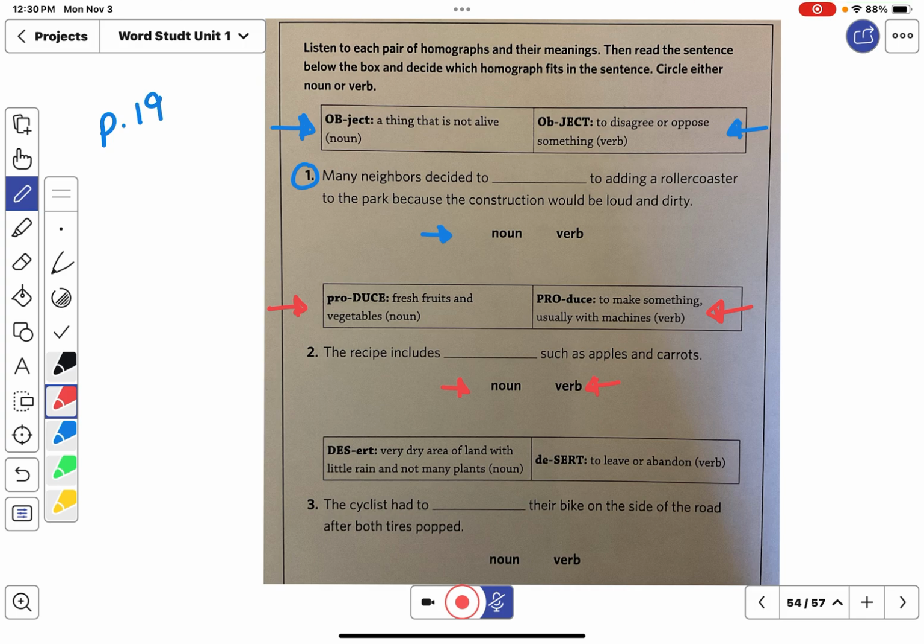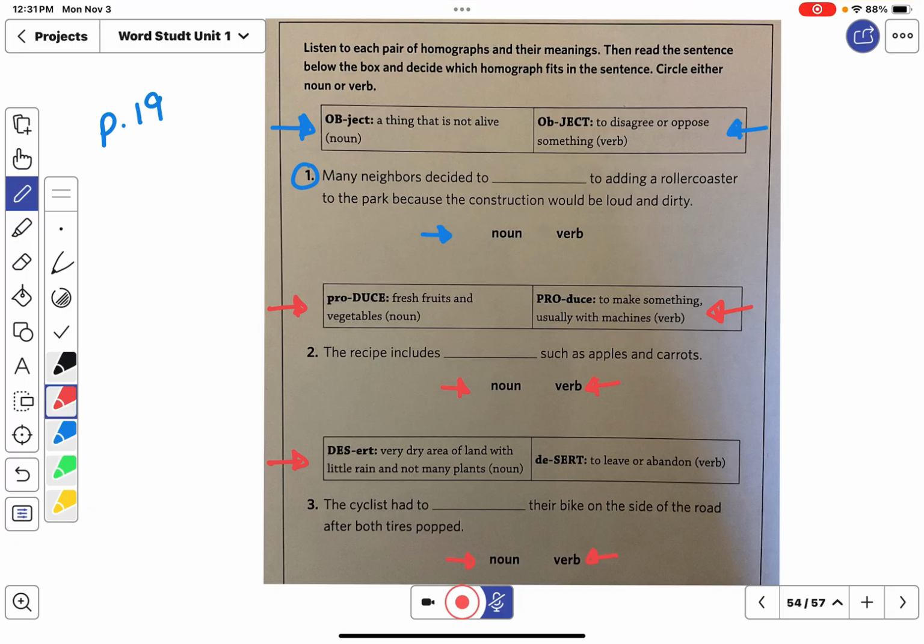The last homograph is going to be desert, a very dry area of land with little rain and not many plants. That would be a noun. Or desert would be to leave or to abandon. That would be a verb. The sentence, the cyclist had to desert their bike on the side of the road after both tires popped. Is that a noun or is it a verb? Or I could read it the other way. The cyclist had to desert their bike on the side of the road after both tires popped.